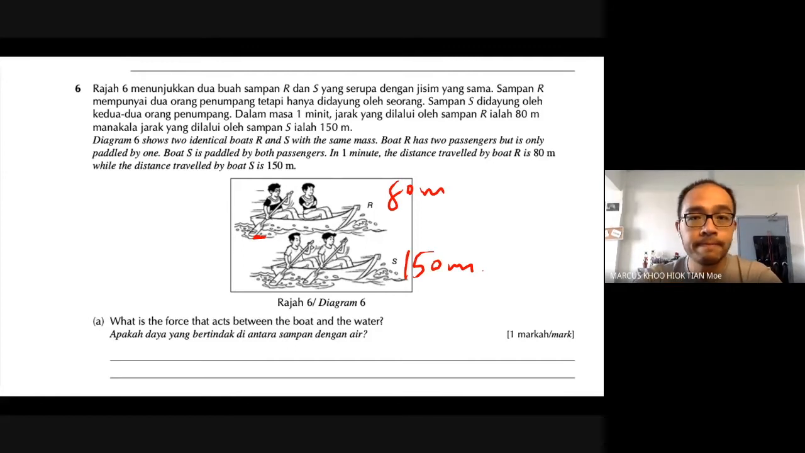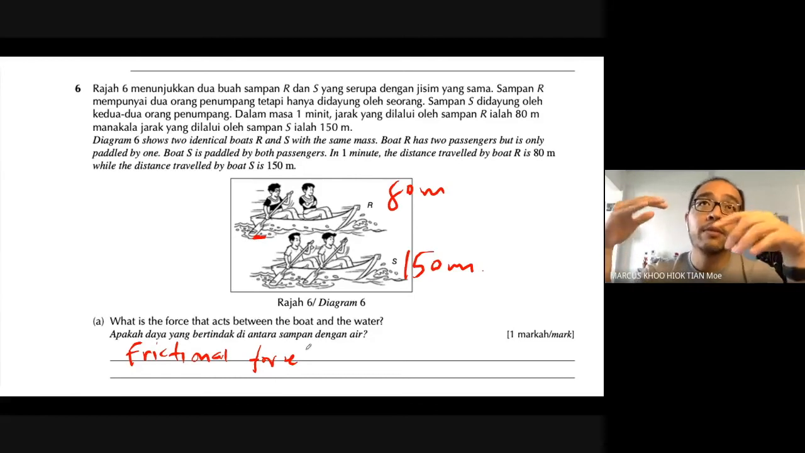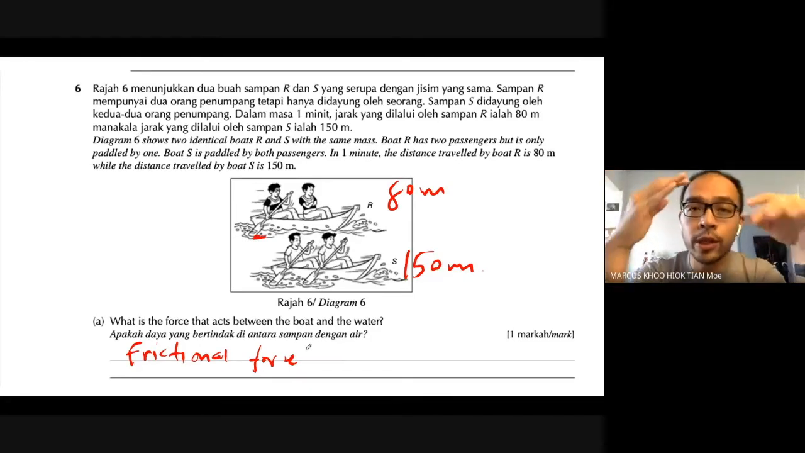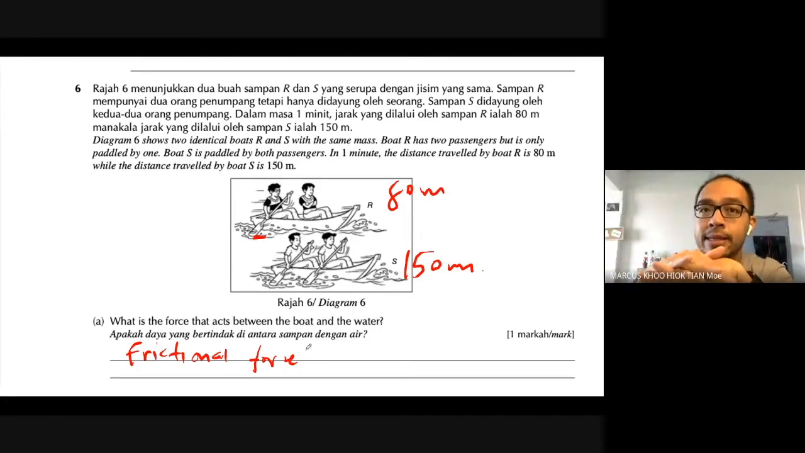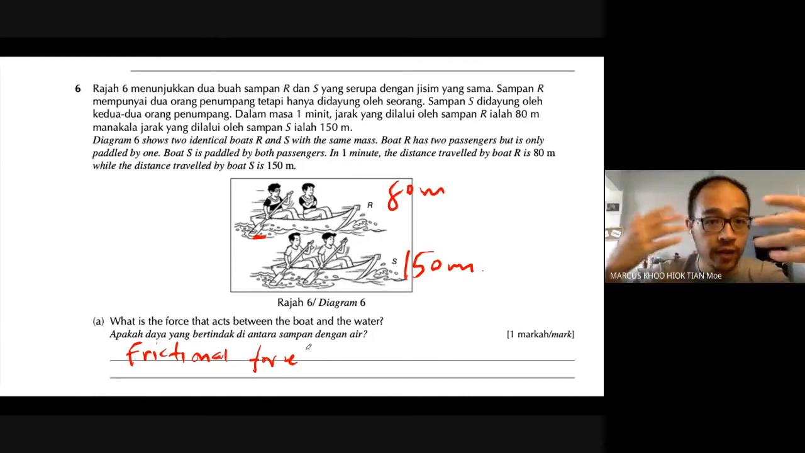Anybody? Frictional force. Okay, always frictional force. I'm not sure if you have been told this, but maybe I should tell you now. Frictional force is usually between an object and a certain surface. Let's say, for example, you're rubbing your hand against another hand. So that's frictional force. The boat and the water is frictional force.